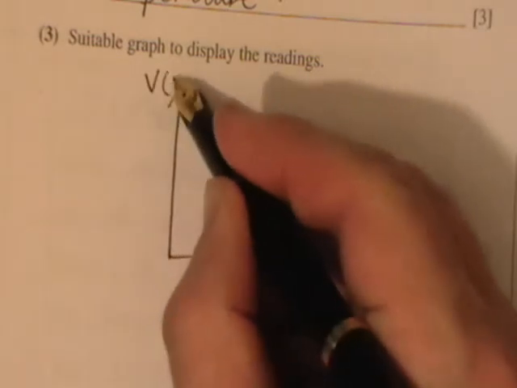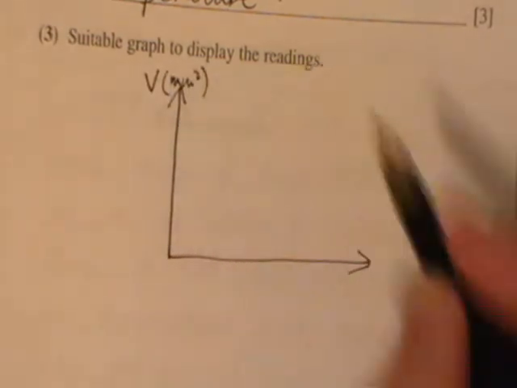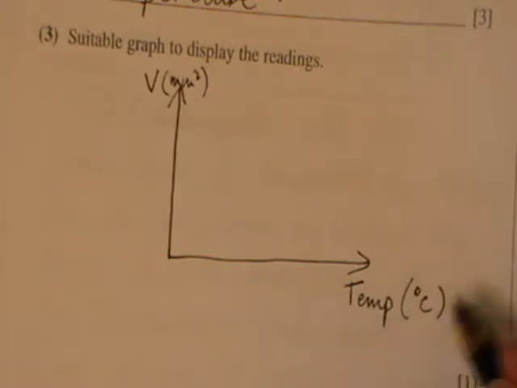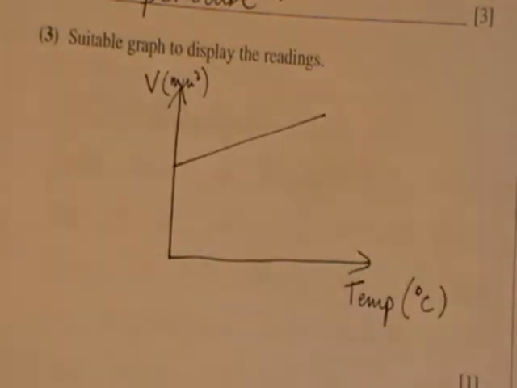A suitable graph to display the range, what I've just said, is a graph of volume against temperature, so volume in millimeters squared, temperature in degrees Celsius, and we should get a straight line with an intercept.